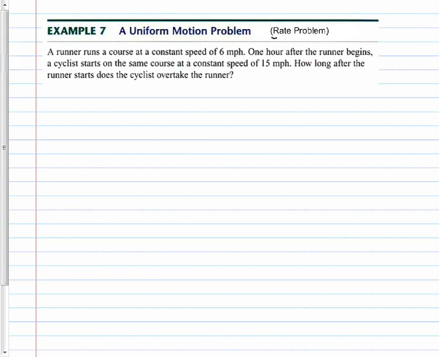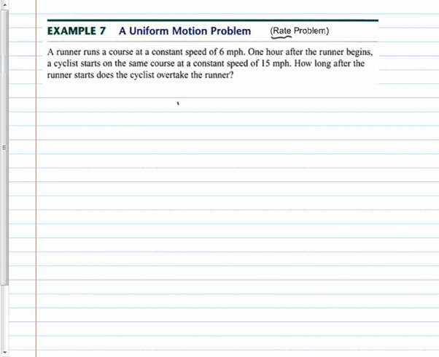Rate problem. There are different types of rate problems. A runner runs a course at a constant speed of 6 miles an hour. 1 hour after the runner begins, a cyclist starts. Same course. They go at a constant speed of 15 miles an hour. How long after the runner starts does the cyclist overtake the runner?